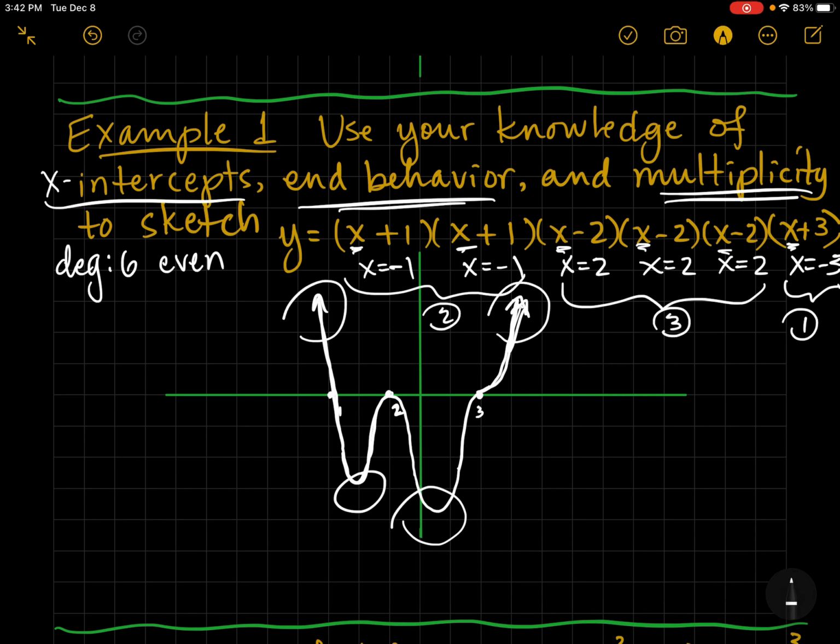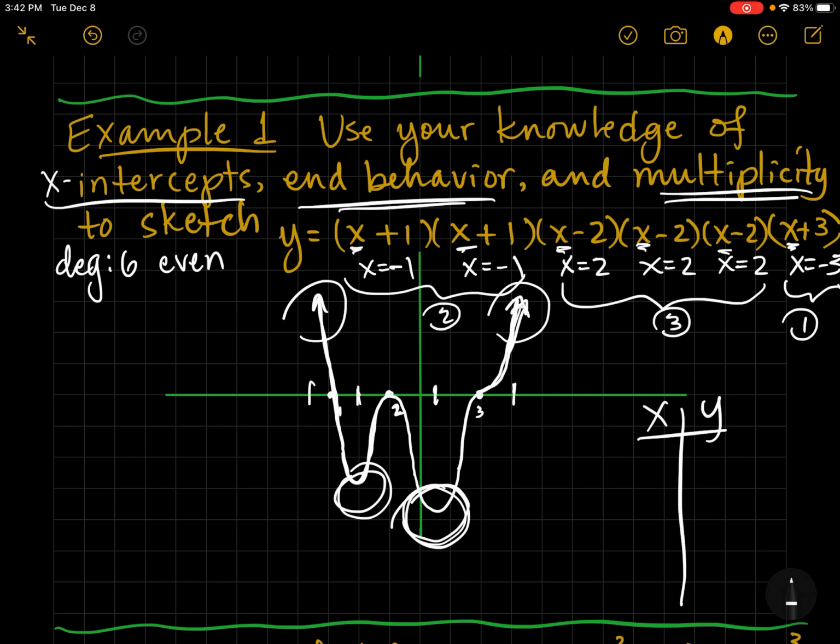Now, we could figure out how steep the sides are and how deep this goes by simply making a table and plugging in a value here, here, on the sides. Okay, so I'll show you how to pick those desired points that we want right now.